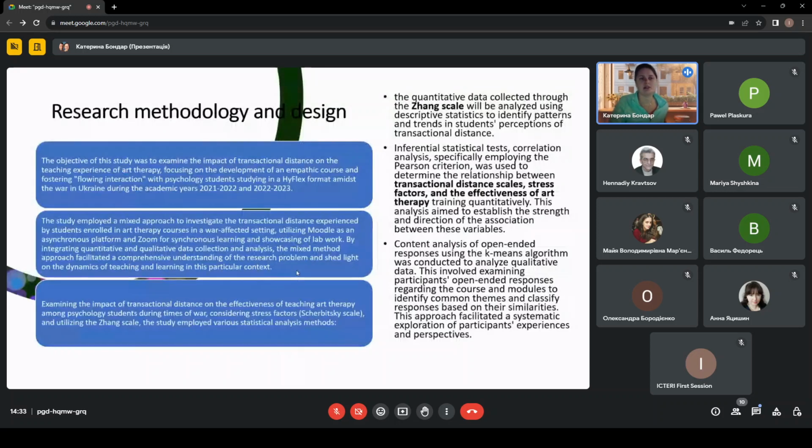I just need to say that we use two types of surveys. It was the Zung scale and also the Sherbitsky scale for analyzing students' level of stress, because we need to understand how they understand theoretical material and how it's combined with their stress level and reaction to war conditions.